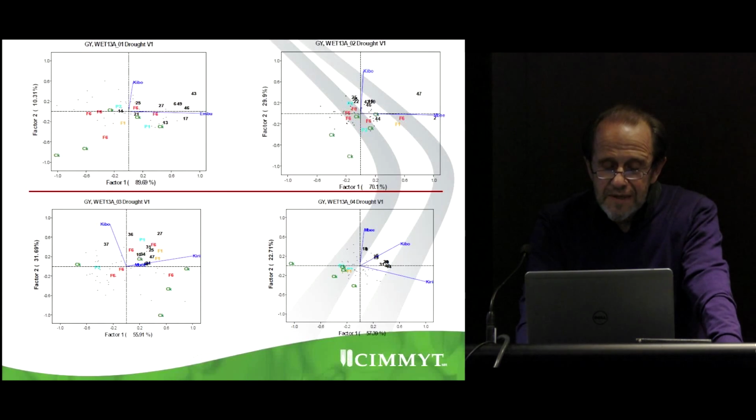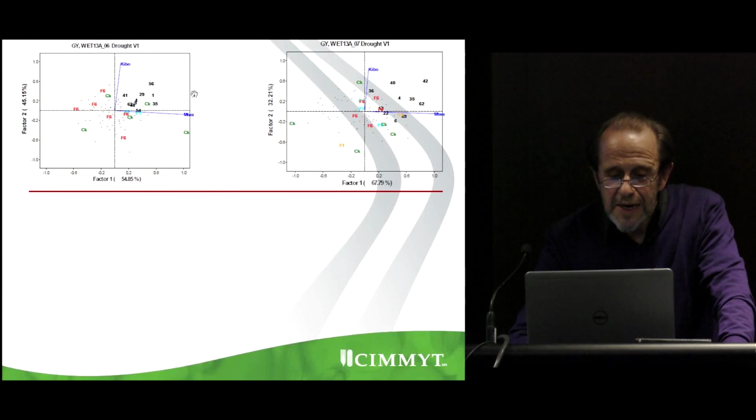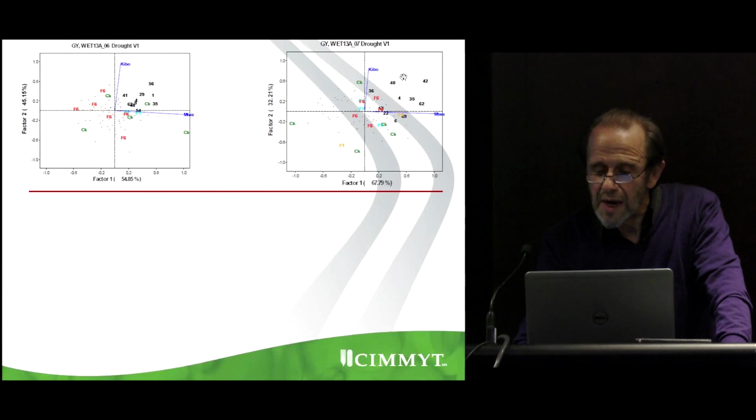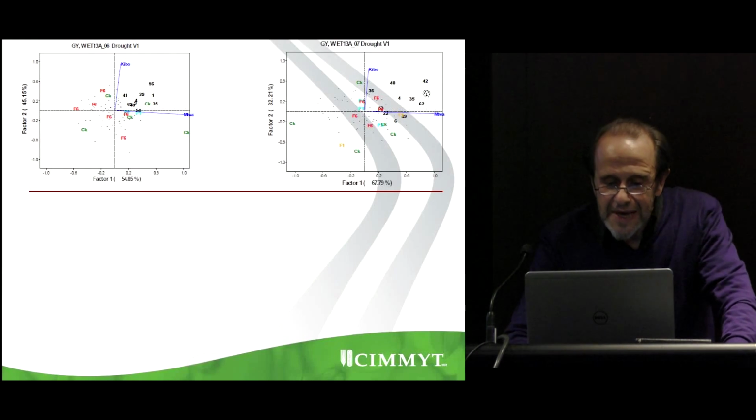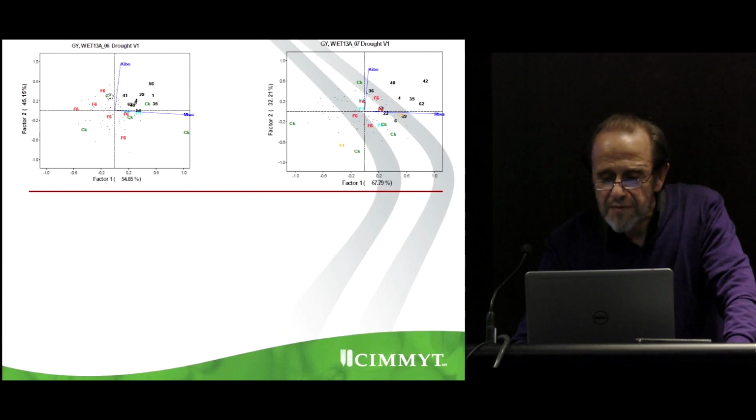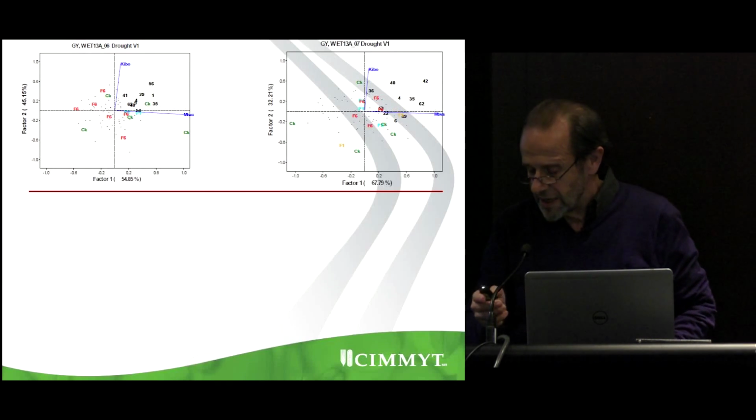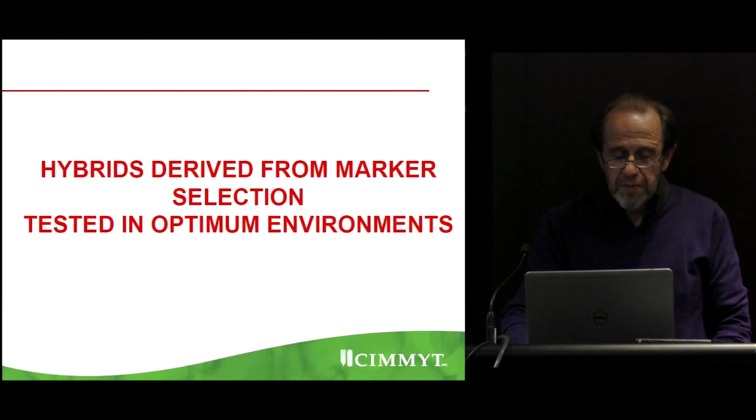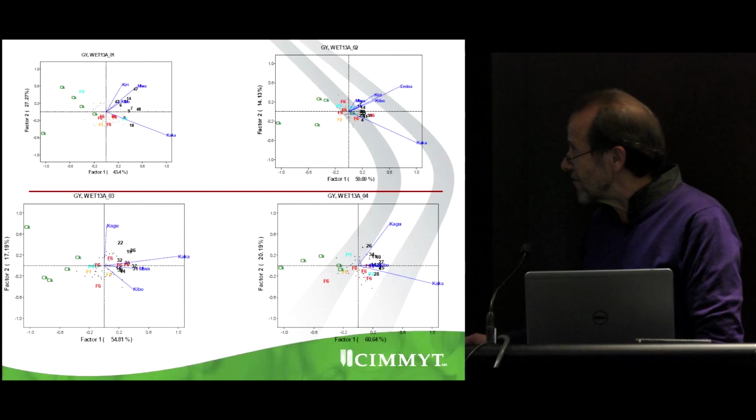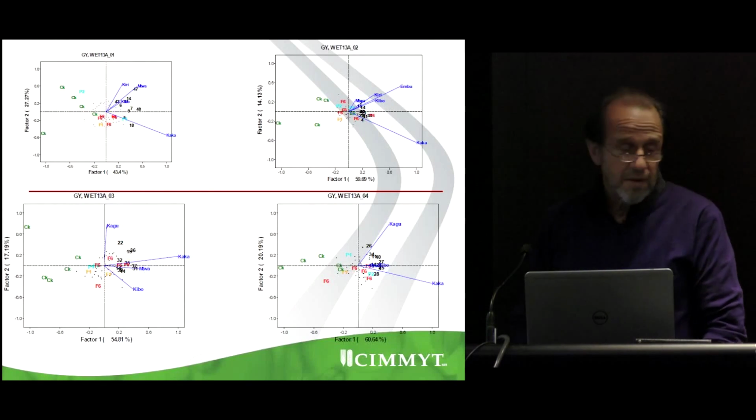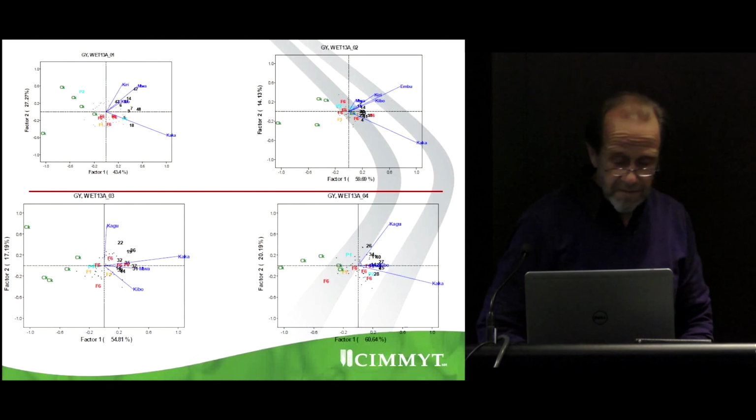For drought, always these black entries are the hybrids from marker selection. Then the F6 are from pedigree, the white ones are from the checks, and you see this consistently. The same in optimal environments, consistently in every population, the best top lines across all these optimal environments are coming from the marker selection.